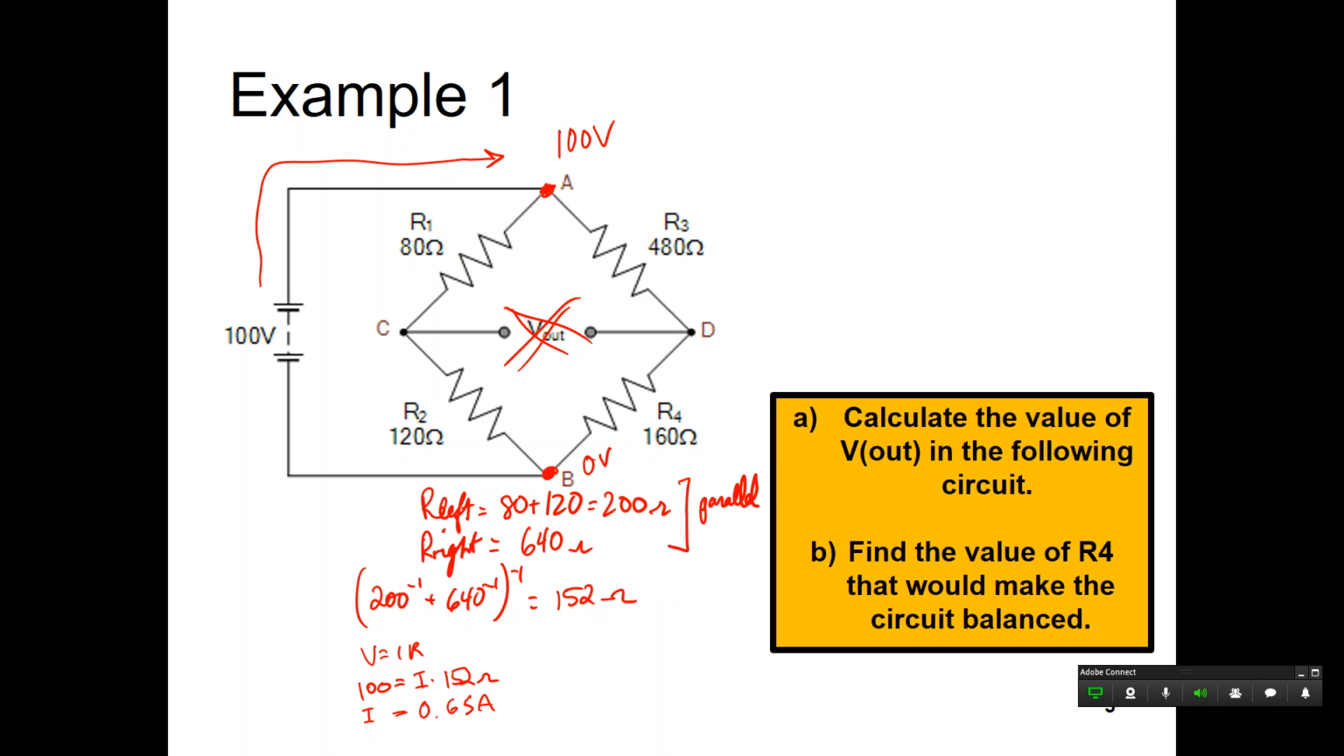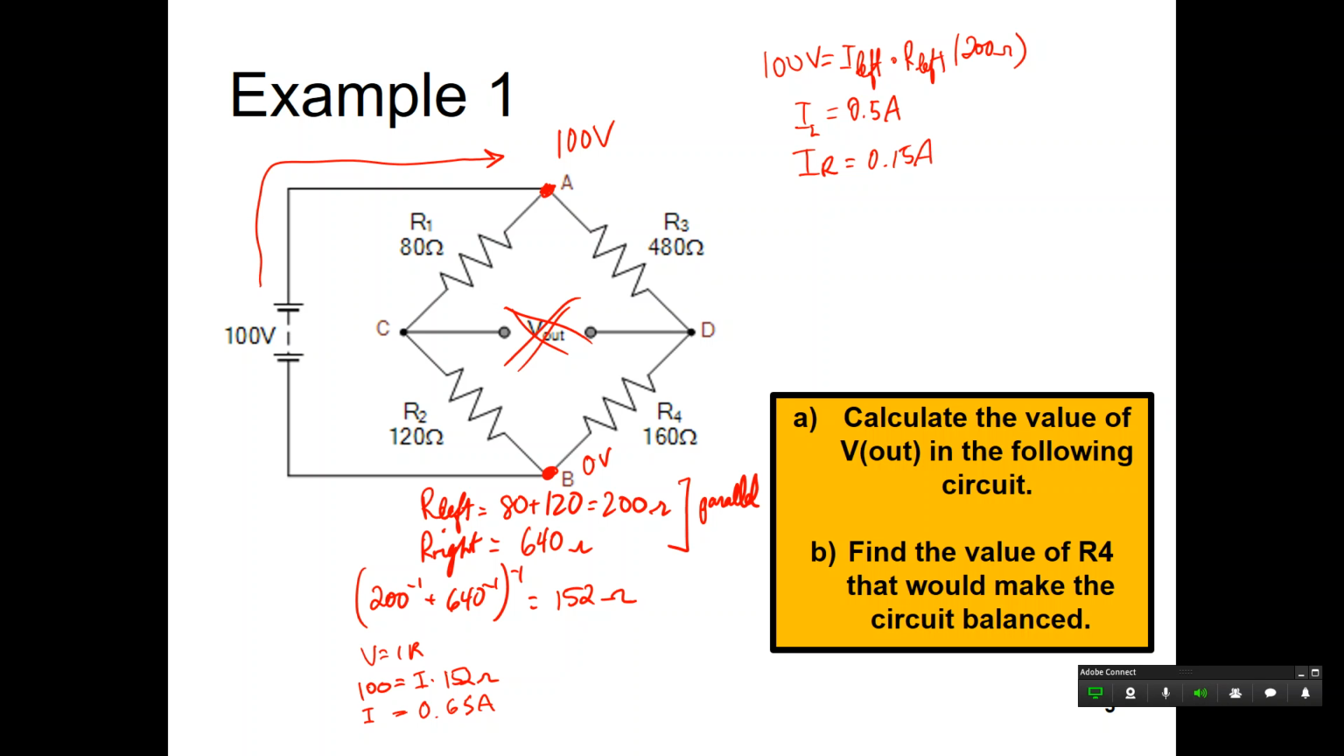All right. We can figure out what the current is going to the left, right? The current going to the left is going to be the total voltage of that. So 100 volts is equal to the current on the left multiplied by the resistance on the left, which is 200. So the current on the left is going to be equal to 0.5. And the current on the right is going to be, well, 0.65 minus 0.5, which is 0.15.